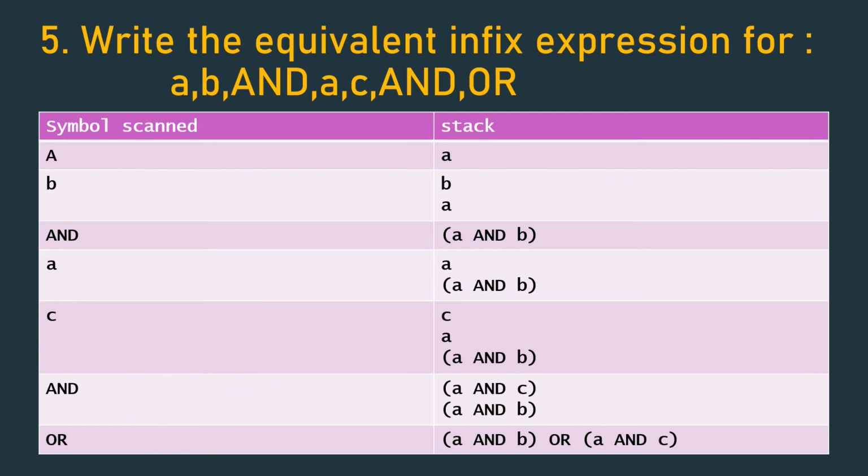The next operand is A, that will also go into the stack. Next is C, that will also go into the stack. Now the AND operation will be done between the top two elements, that is A and C. So now there are two elements in the stack, A and C, and A and B. The next operation to be scanned is the OR operation, which will be done between these two operands. So the final expression is A and B or A and C.